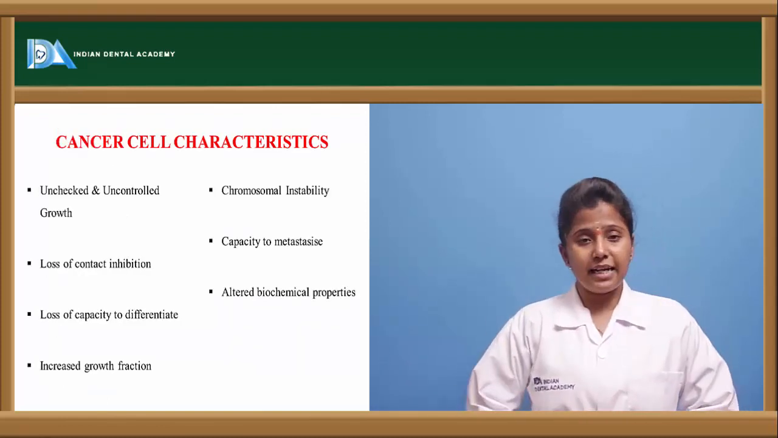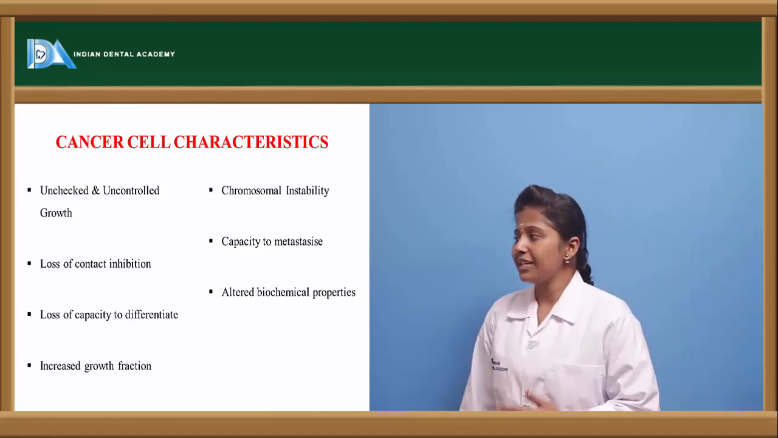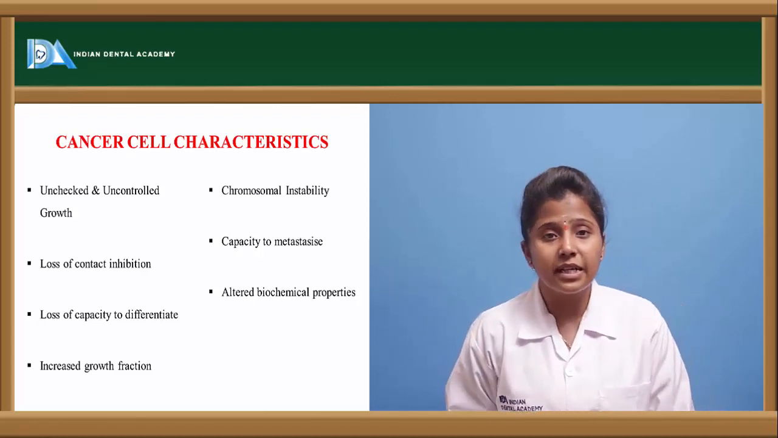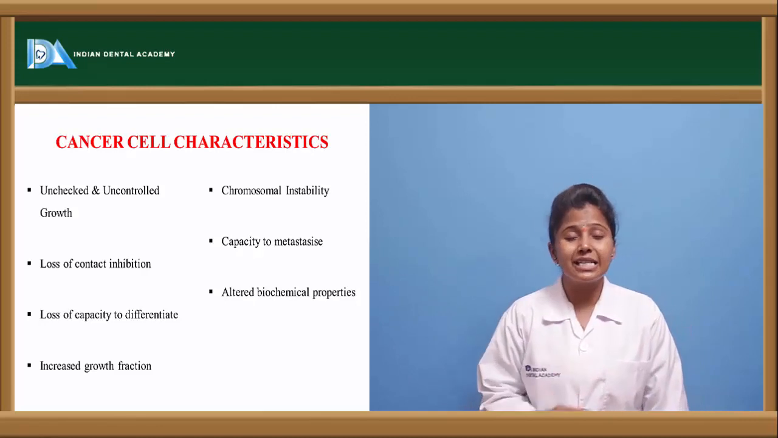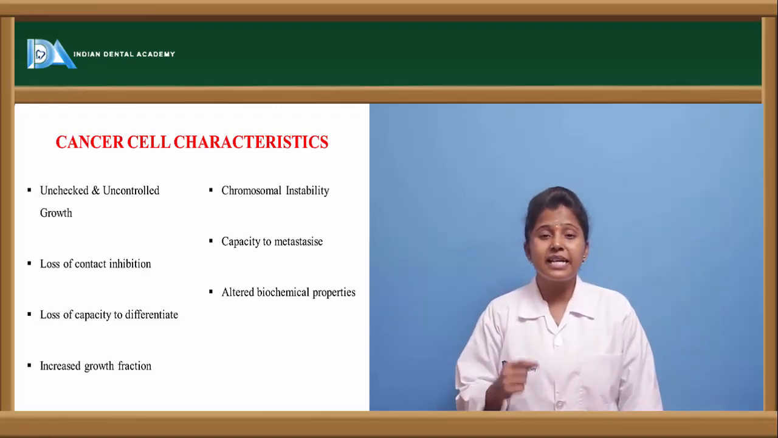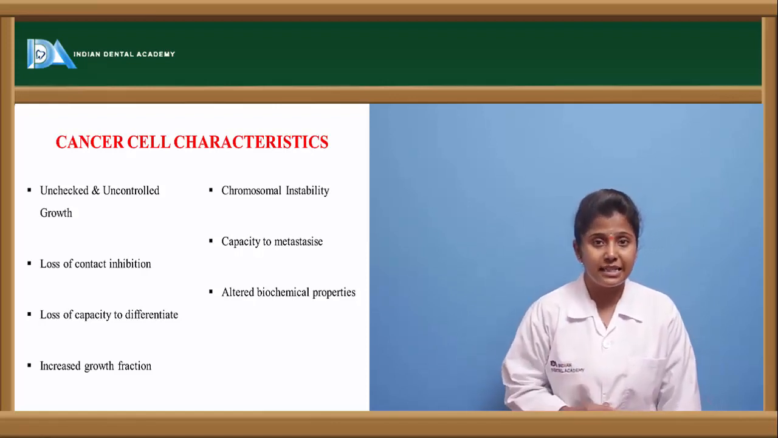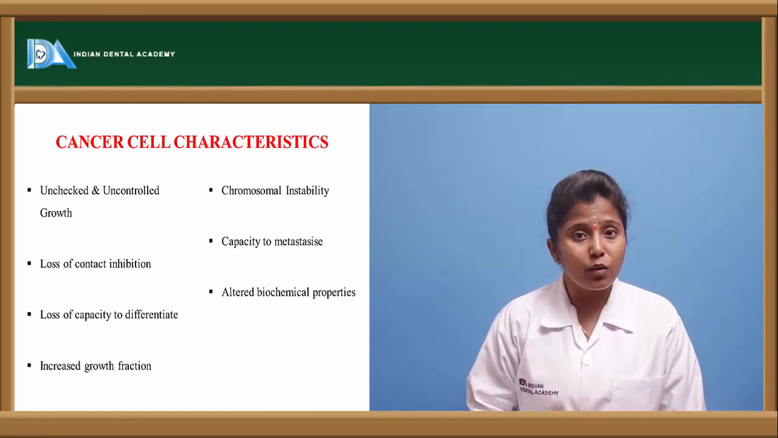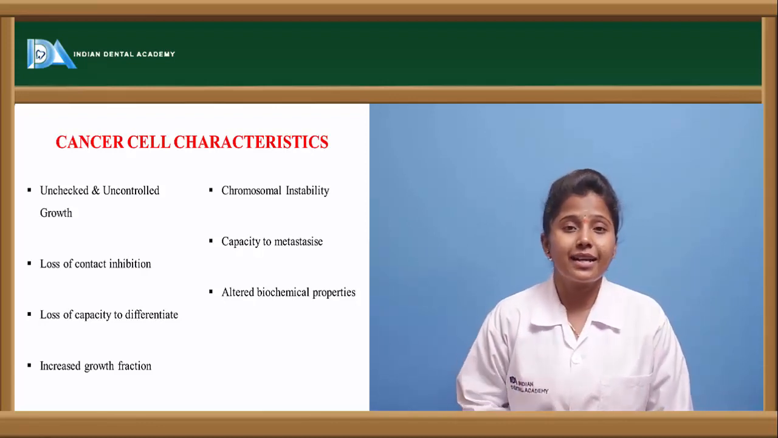What are the cancer cell characteristics? How does the cancer cell differ from the normal cell? We can say it is unchecked and uncontrollable. If a cancer cell is present in the body, it is not recognized in the initial stages, so it will take some time. The cell will replicate until a tumor is formed. We can't recognize cancer cells that easily, because in the initial stages they look like normal cells only. Once they replicate and divide, then we can recognize that it is a cancerous cell.